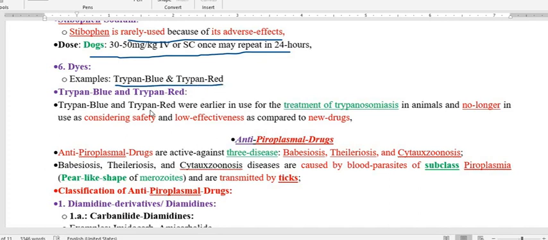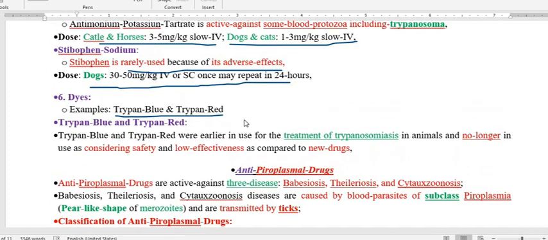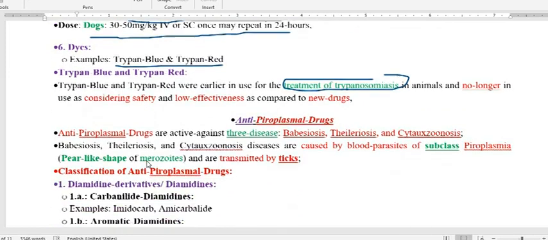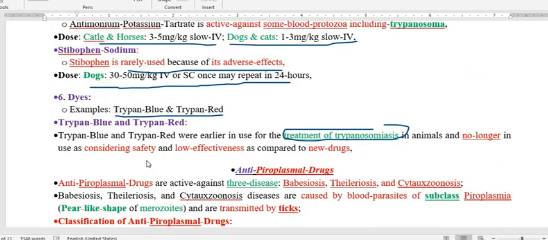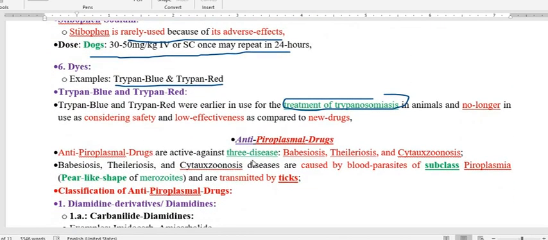Last under the anti-trypanosomal drugs are the dyes. Under the dyes there are two, trypan blue and trypan red. These are also not used, although they are drugs for the treatment of trypanosoma, and we are no longer going to use them. So this is all about the anti-trypanosomal drugs.